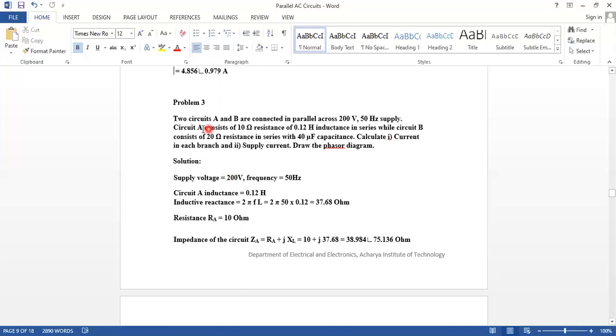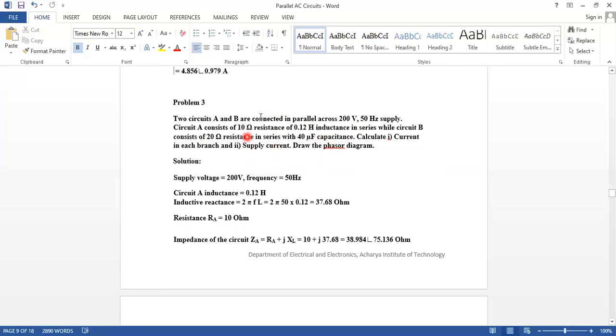So in this problem, there are two circuits, A and B, which are connected in parallel across a 200 volts 50 hertz supply. Circuit A consists of 10 ohm resistance and 0.12 Henry inductance in series. Circuit B consists of 20 ohm resistance in series with a 40 microfarad capacitance. Calculate the current in each branch, the supply current, and draw the phasor diagram.